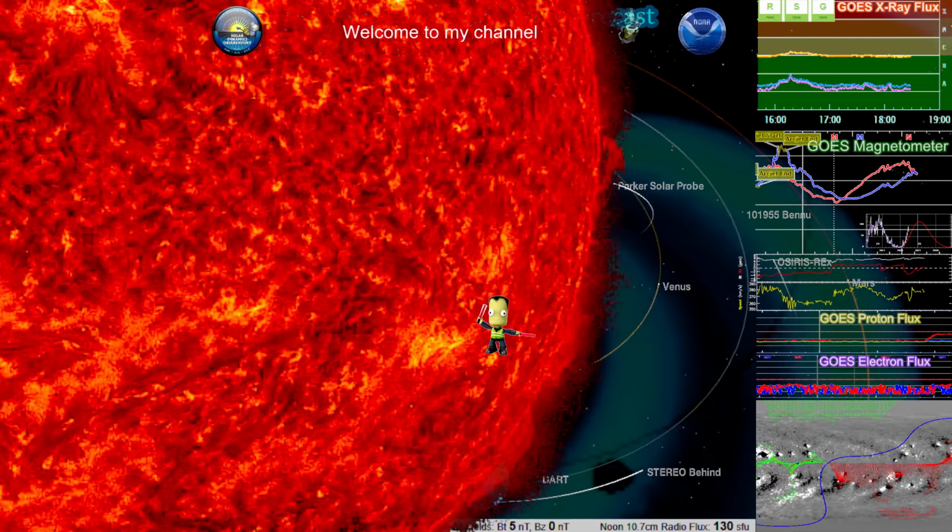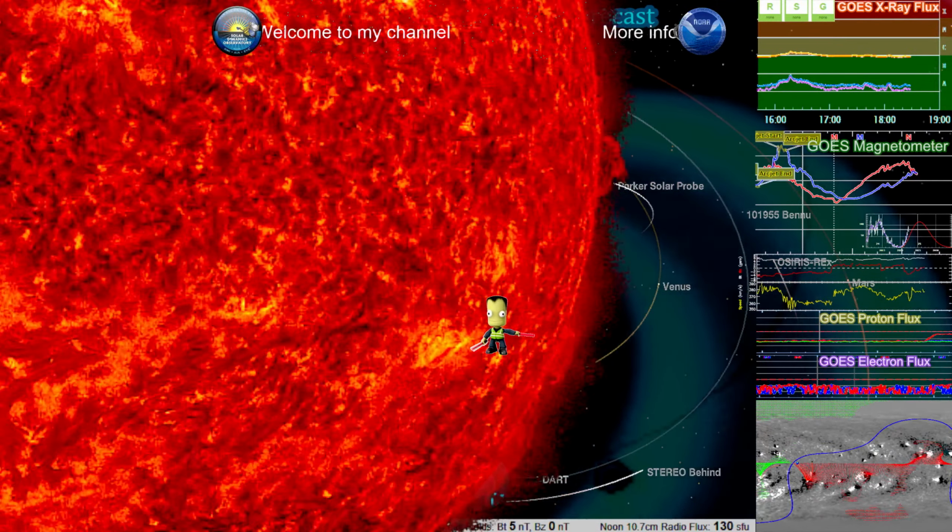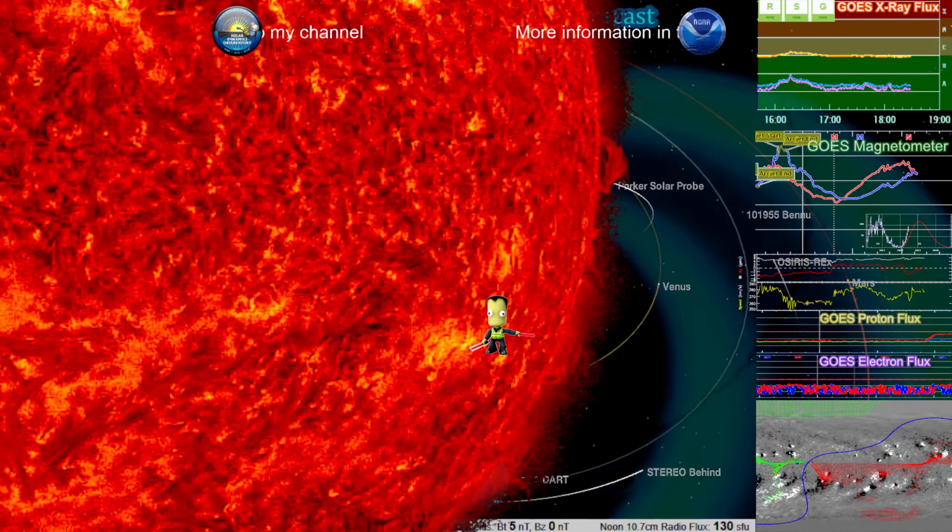Yes, K-index. The proton flux is increasing, quite possibly due to the C-8.5.